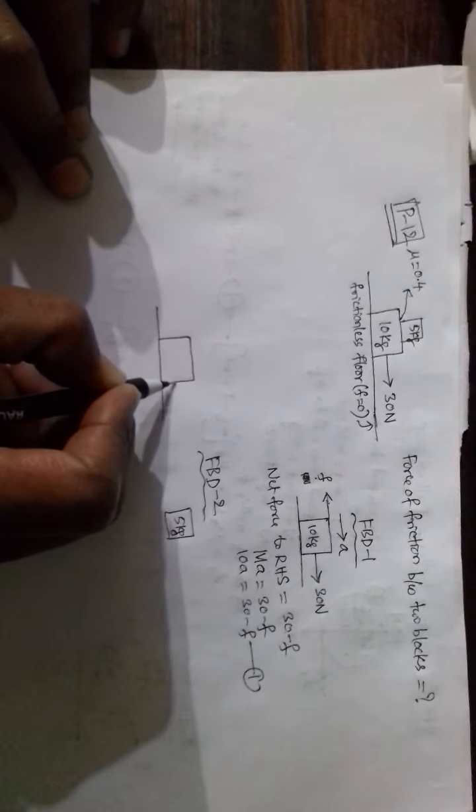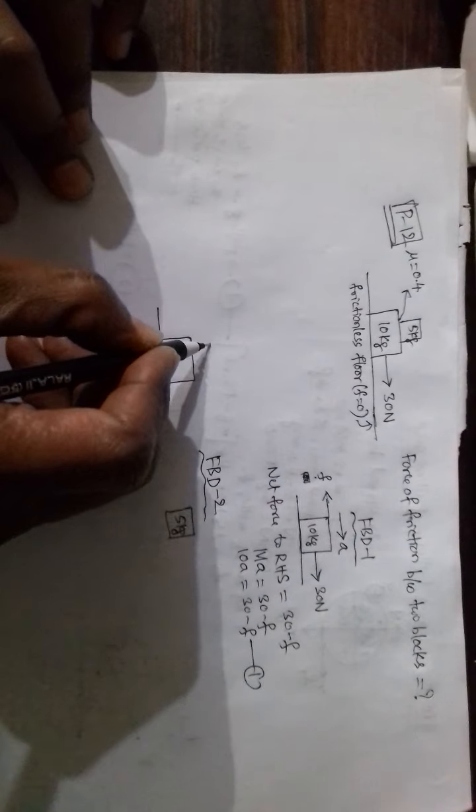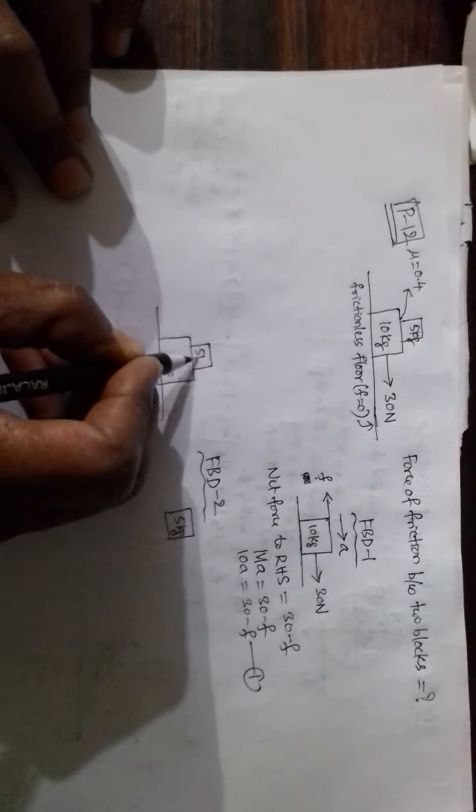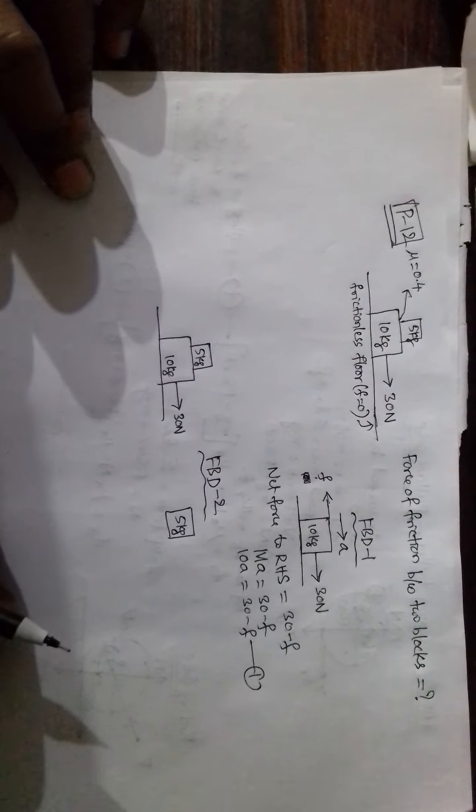Five kg. See here actually what is happening. On a frictionless floor, a large block is there, and on that a small block is there. This is being pulled. Then what happens to this 5 kg?